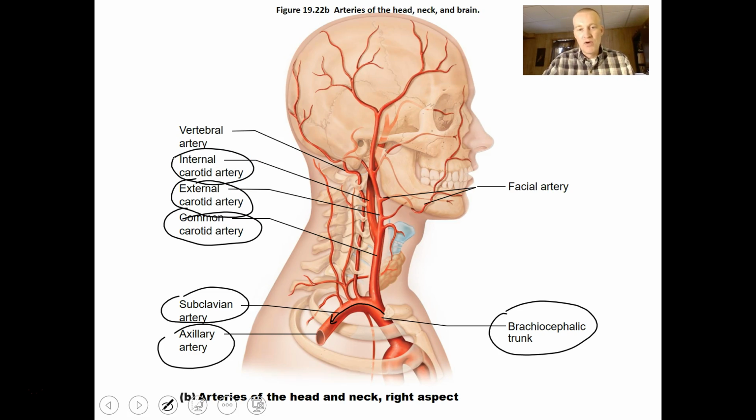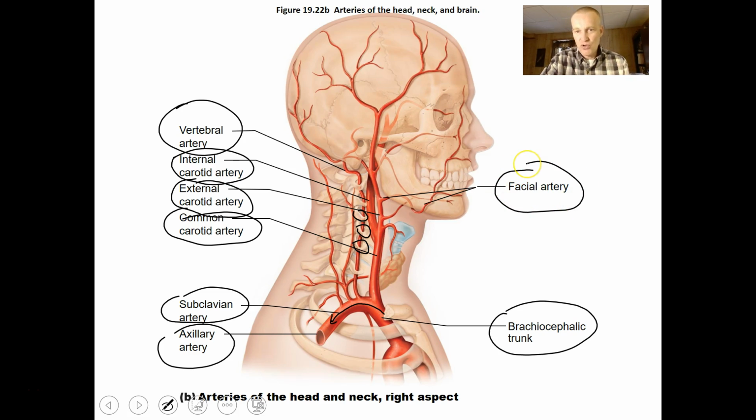These will branch and feed the outside of the face and scalp, and then it branches inside to feed the internal parts in the brain. The vertebral artery goes through that little vertebral foramen that you learned about in the cervical vertebrae, that little hole right there. That's just kind of an interesting one because it does feed parts of the scalp and parts of the brain.